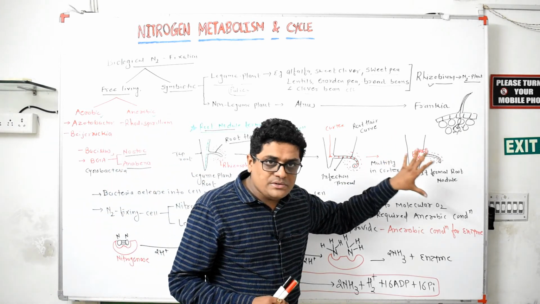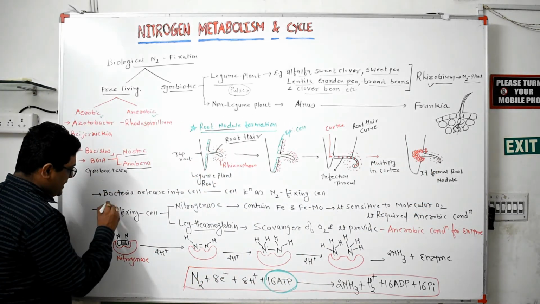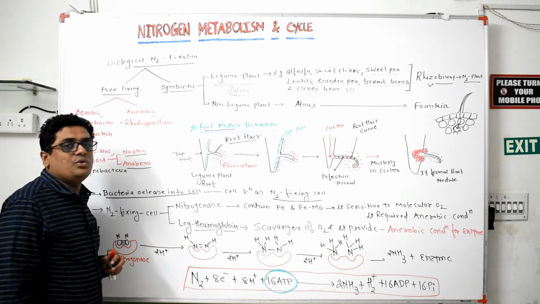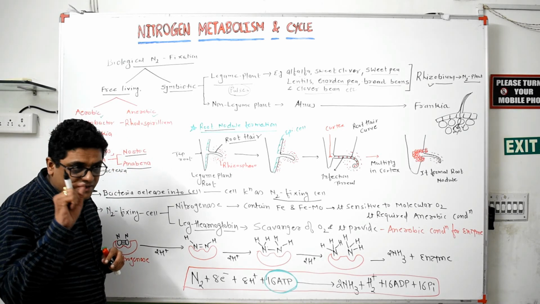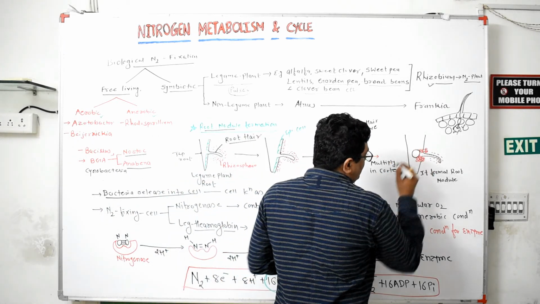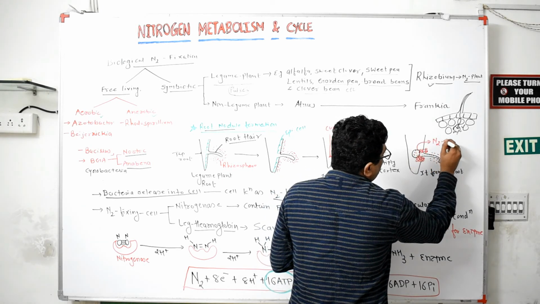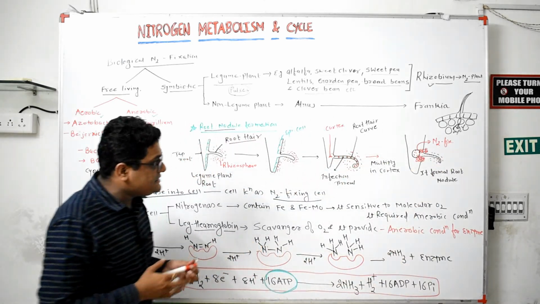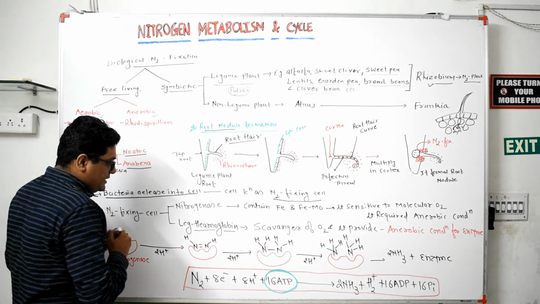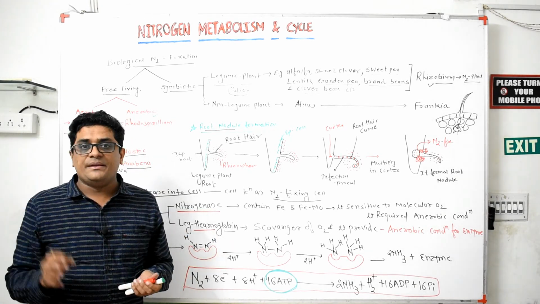Now, once the root nodules are formed, the bacteria are released into the cell, and this cell is known as the nitrogen fixing cell. The nitrogen fixing cell possesses two main components. One is the nitrogenase enzyme and the second one is leghemoglobin. Leghemoglobin is the leguminous hemoglobin.